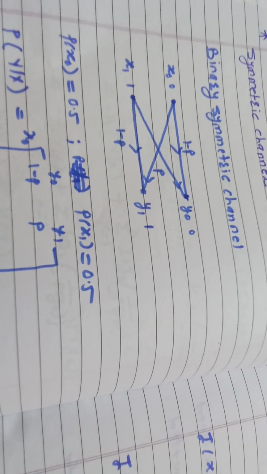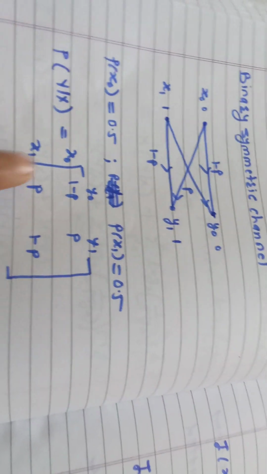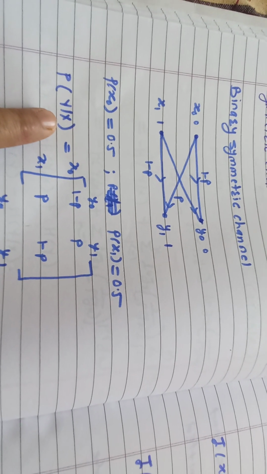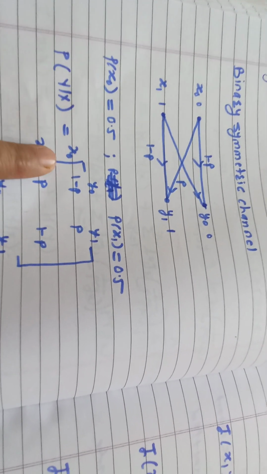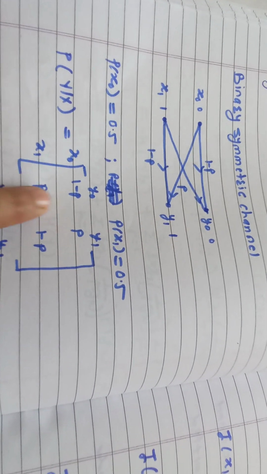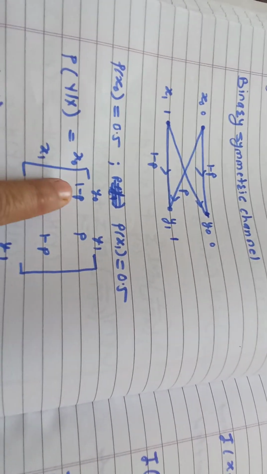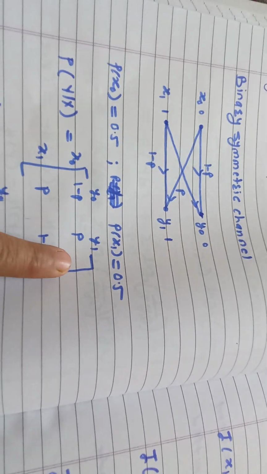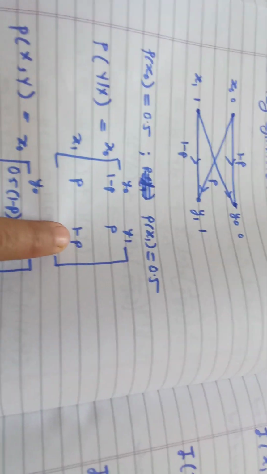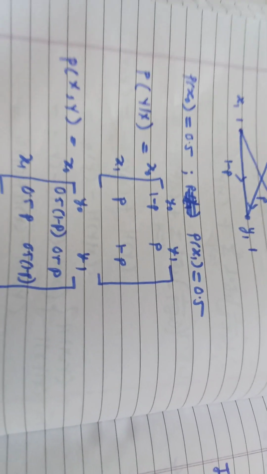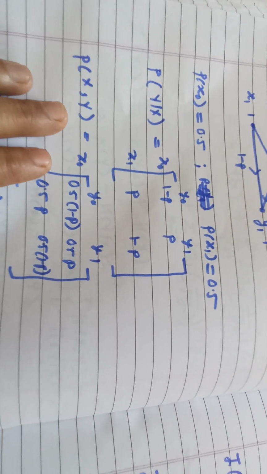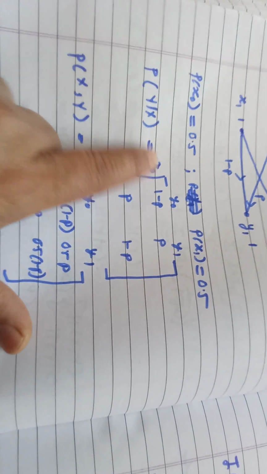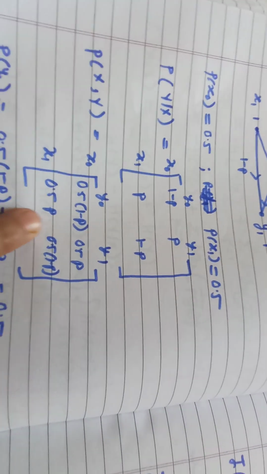And they have given the input probabilities. P x0 is 0.5 and P x1 is 0.5. Now here we have written the conditional probability or channel matrix, that is x0 and x1 are input, y0 and y1 are output. Then probability y0 given x0 is 1 minus p, probability y1 given x0 is p. Likewise here p, 1 minus p. Now we obtain the joint probability matrix by multiplying this row with p x0 and this row with p x1.